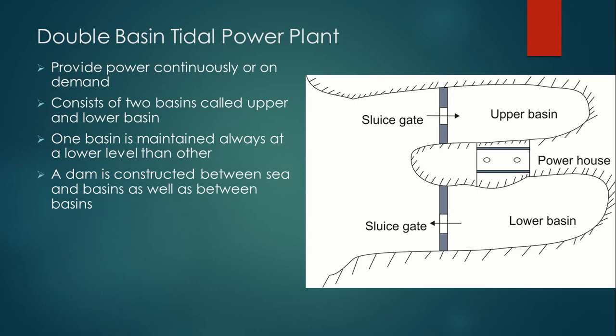A dam is constructed between the sea and the basins. A dam is constructed between the upper basin and sea, as well as between the lower basin and sea, and between the upper basin and lower basin. A powerhouse is mounted in between the dam constructed between the upper basin and lower basin. Powerhouse means the equipment which is used to generate power or electricity, such as turbine and generator.